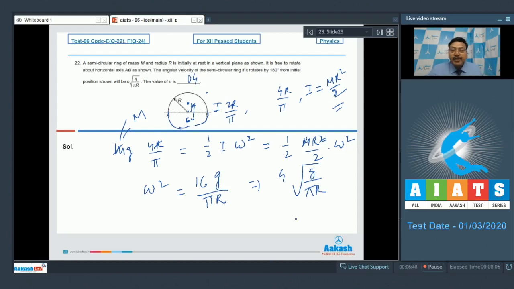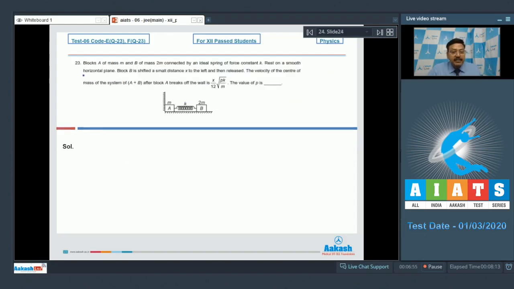The answer is 04. It's time now to look at question 23. Question 23 says, blocks A of mass small m and B of mass 2 times small m connected by an ideal spring of force constant K rest on a smooth horizontal plane. Block B is shifted a small distance x to the left and then released. The velocity of the center of mass of the system of A plus B after block A breaks off the wall is x by 12 under root pk by m, and we are supposed to find the value of P in this expression.